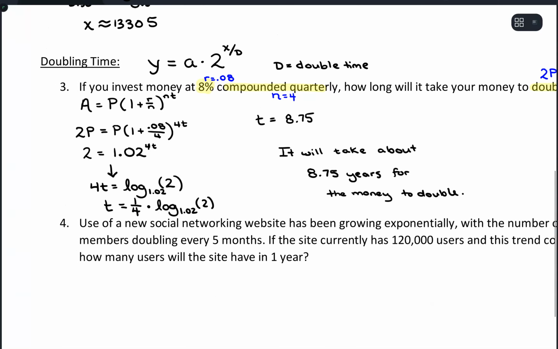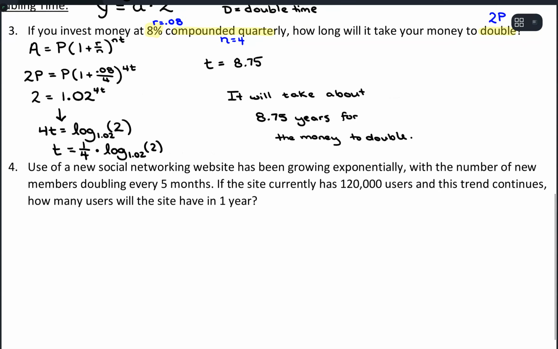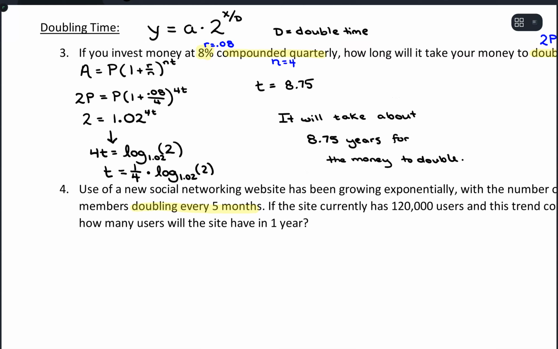Okay, one more example here. We have a social networking website and it's growing exponentially. We have a doubling time here. They're saying it's doubling every 5 months. So in terms of that exponential function I showed you up above with a doubling time, this is a case where that doubling time d is given to us. So d equals 5 months.